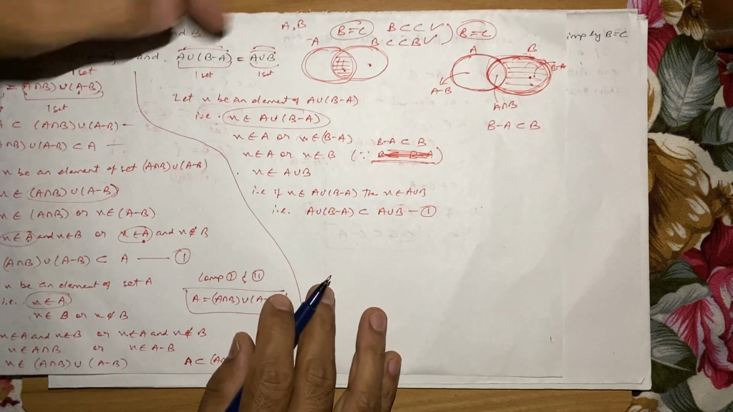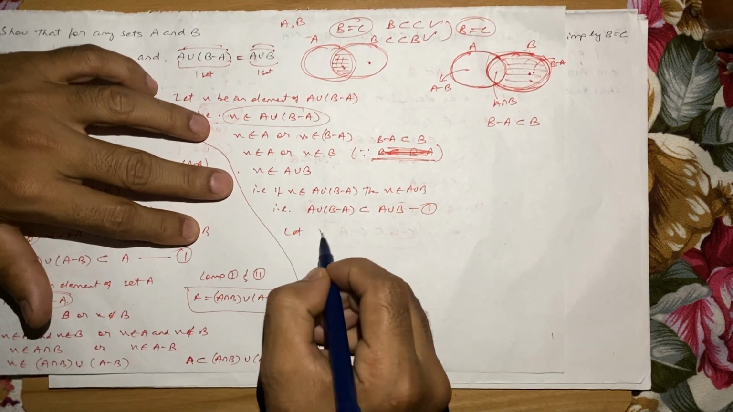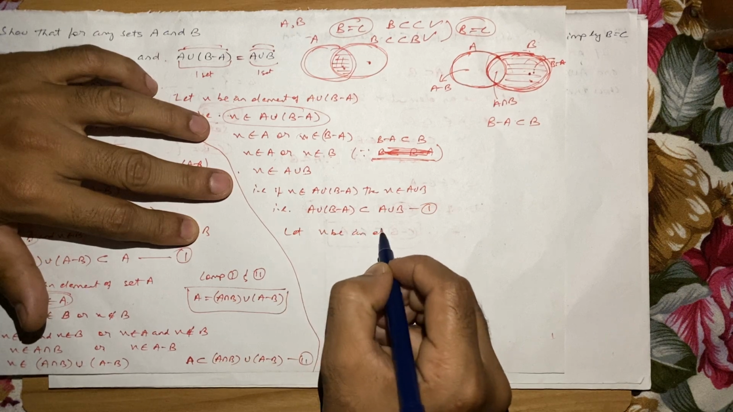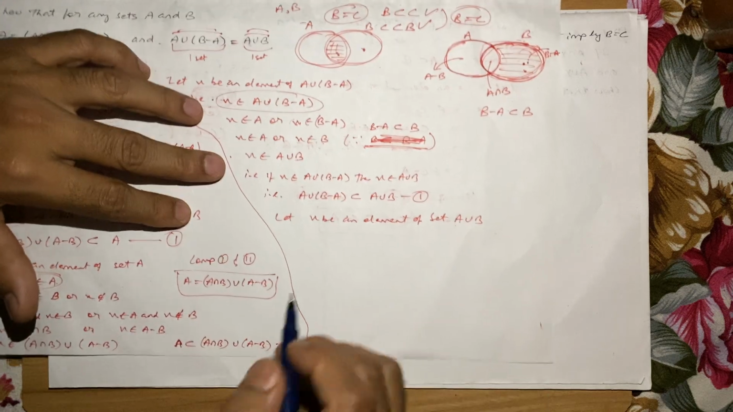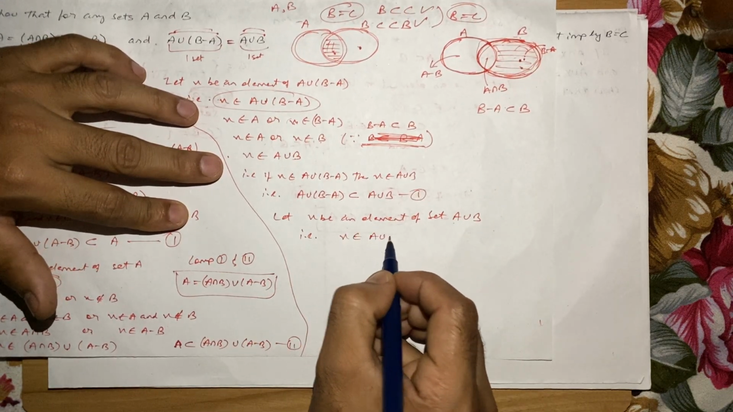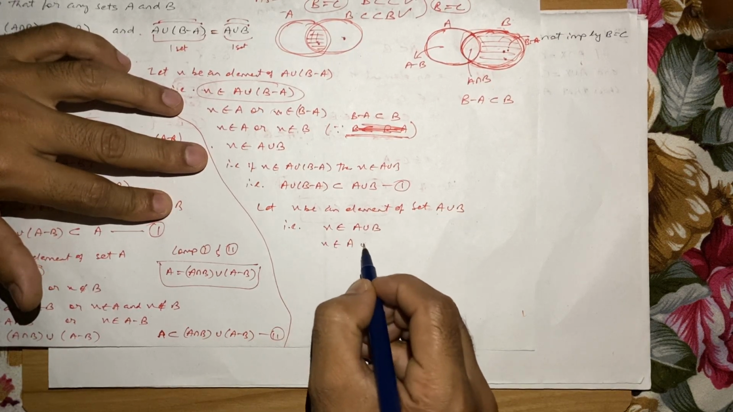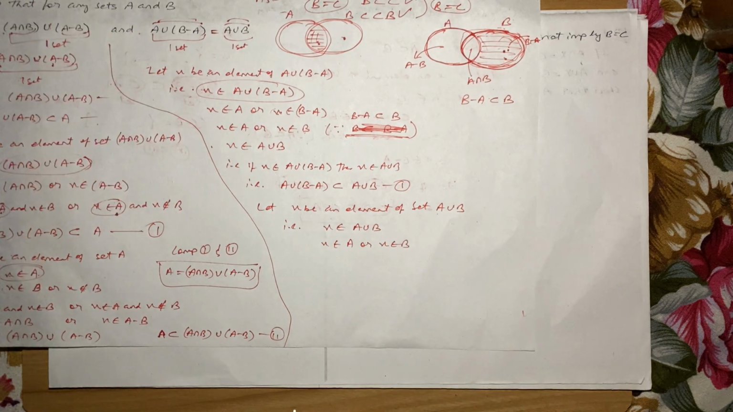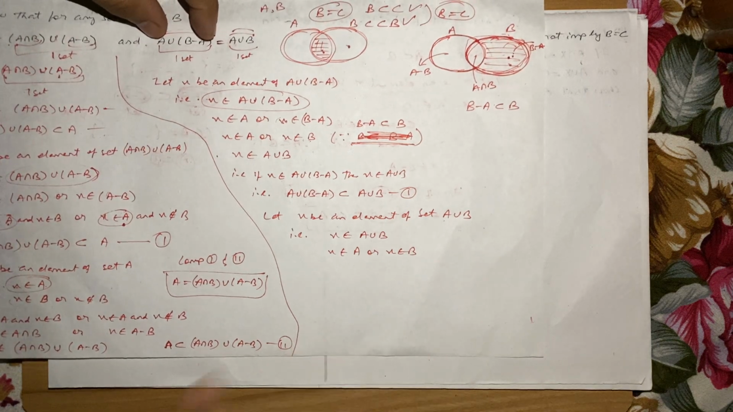Now let's try to prove the other way around. Let's assume an element from this set. Let X be an element of the set A union B. That is, X belongs to A union B, right? When I break it down, X belongs to A or X belongs to B, right? Now, X belongs to A or X belongs to B, and you eventually need to get this condition.